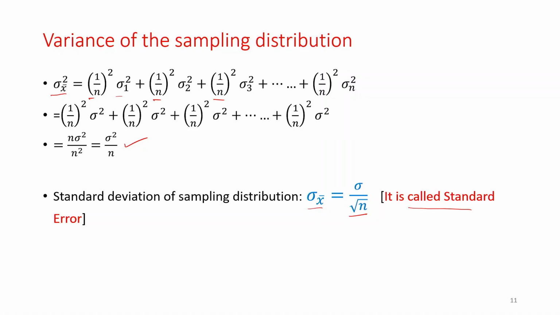So this should be clear in the mind. What is standard error? Standard error is the standard deviation of sample means. That's why we are writing sigma x bar. And this is sigma, which is for the population.